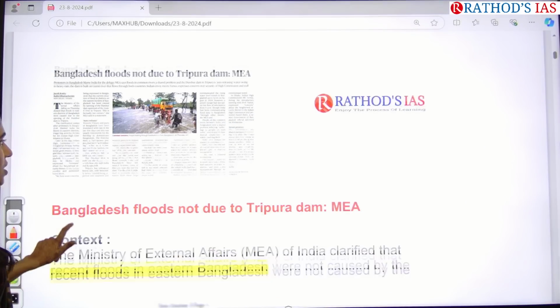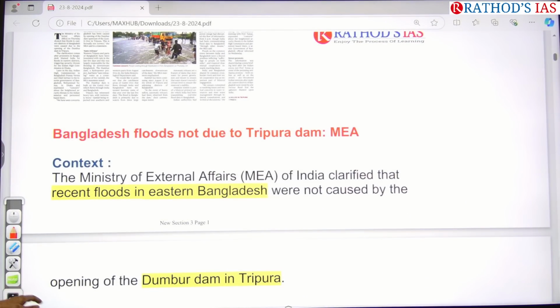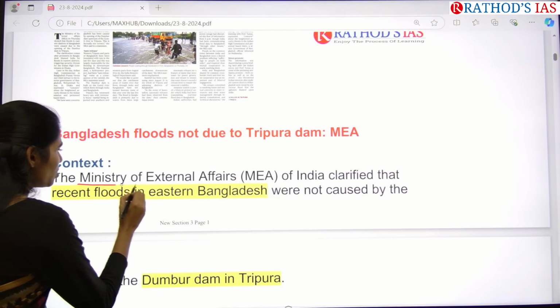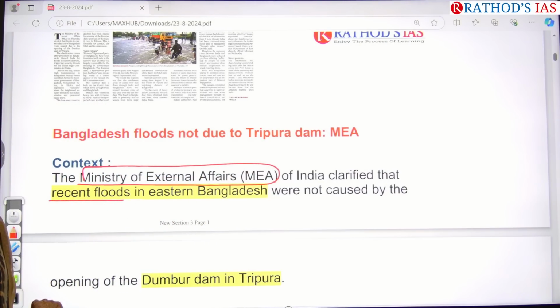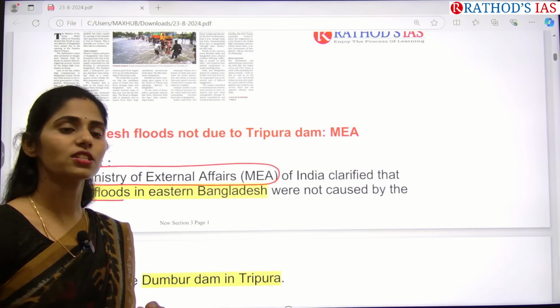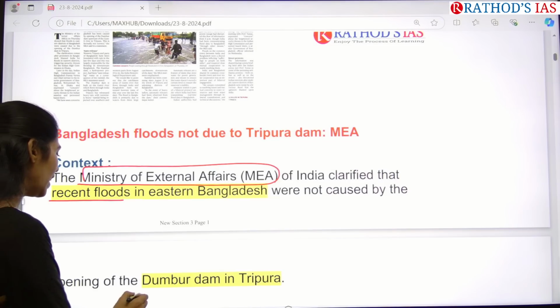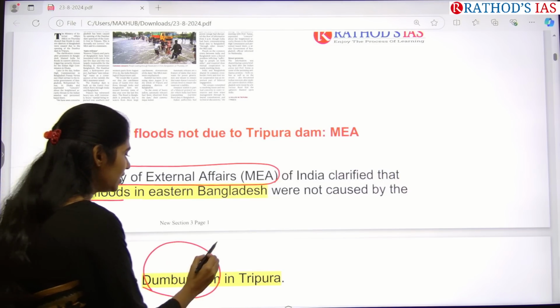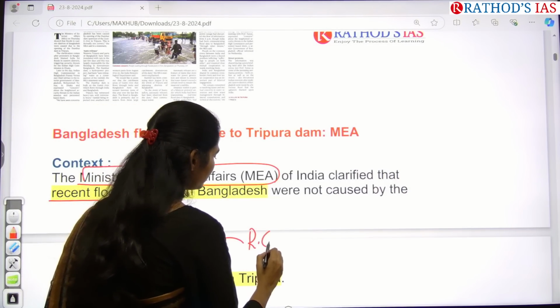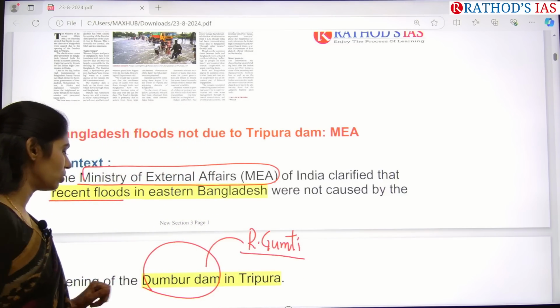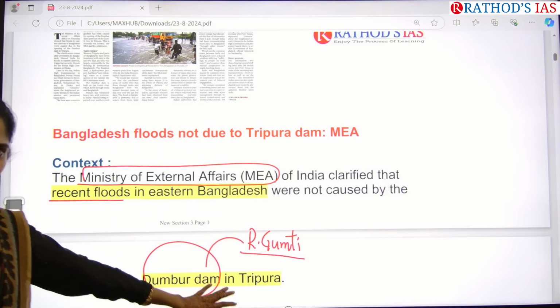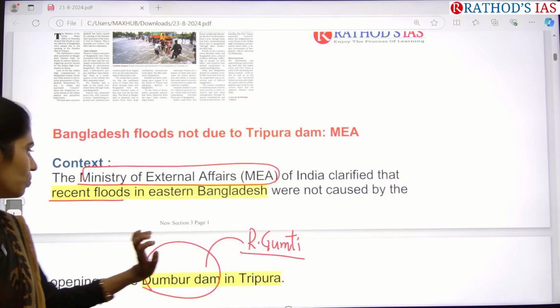Okay, so let us see this article. This article is saying that our Ministry of External Affairs clarified that the floods in eastern Bangladesh are not at all caused by the dam. The name of that dam is Dumbur Dam. It is present on the river Gumti.